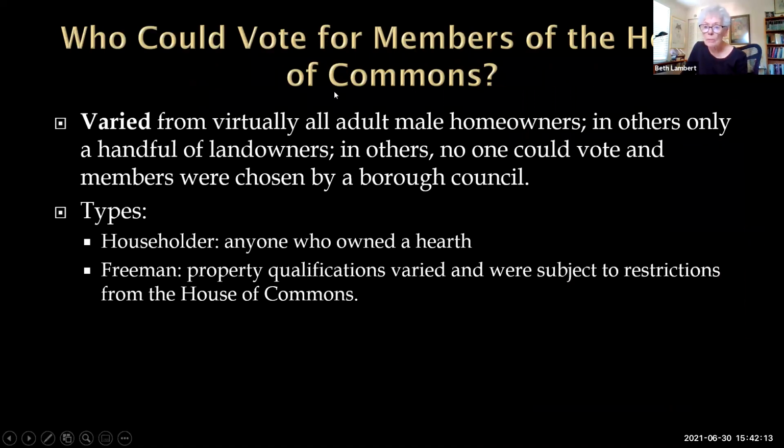Who could vote for members of the House of Commons? It varied from virtually all adult male homeowners to a handful of landowners. Women could not vote, and so on. The types of these voters were anyone who owned a hearth, and then freemen. The property qualifications varied and were subject to approval from the House of Commons. So again, who are the voters? White males, and that was it.